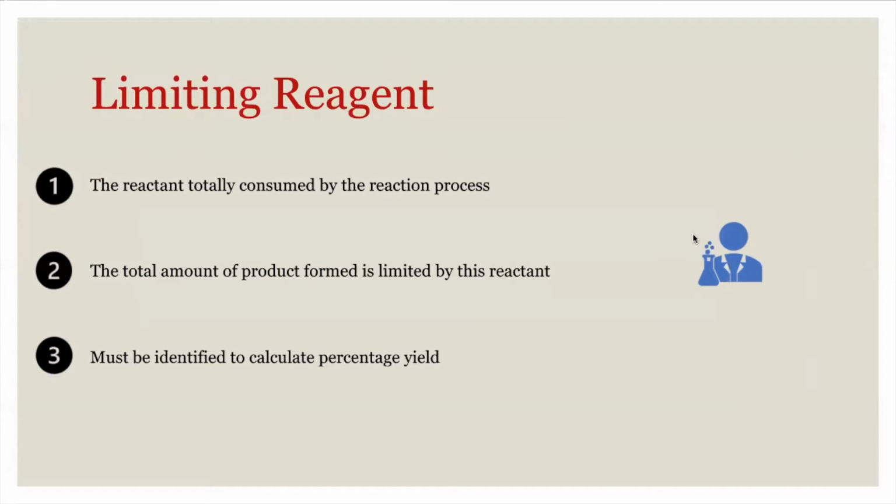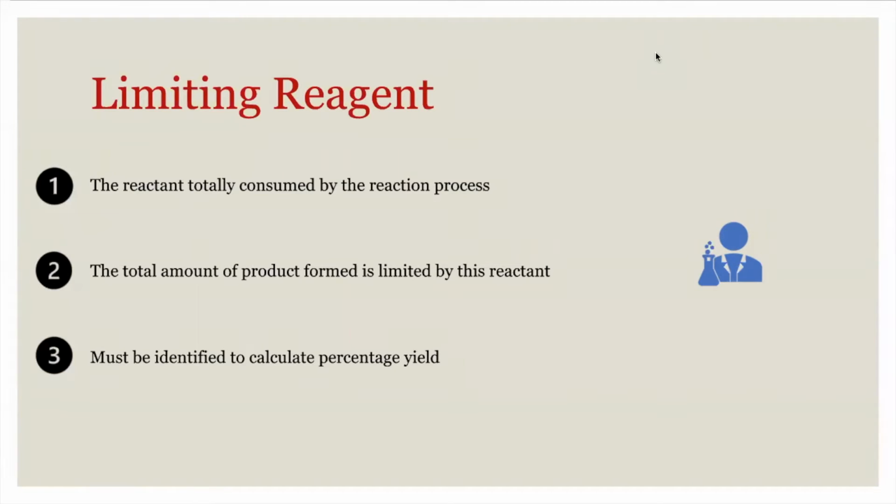Moving on to the limiting reagent. The limiting reagent, or limiting reactant, in a chemical reaction is a reactant that is totally consumed when the chemical reaction is completed. The amount of product formed is limited by this reactant since the reaction cannot continue without it. If one or more other reactants are present in excess of the quantities required to react with the limiting reagent, they are described as excess reactants.